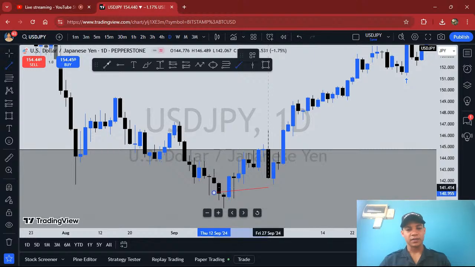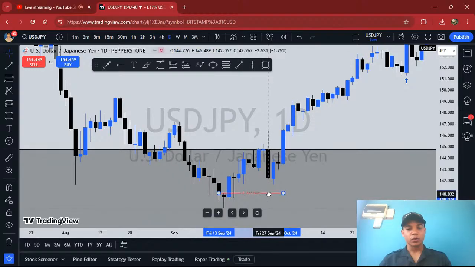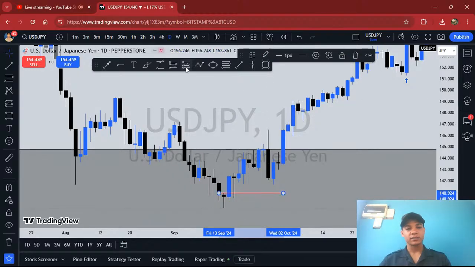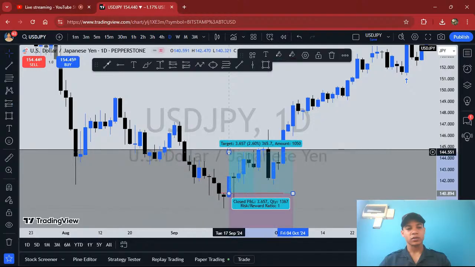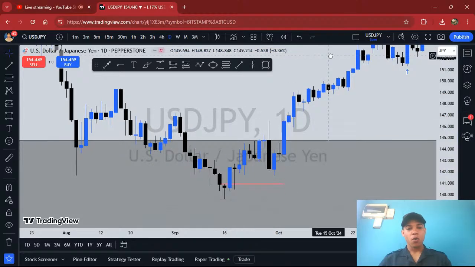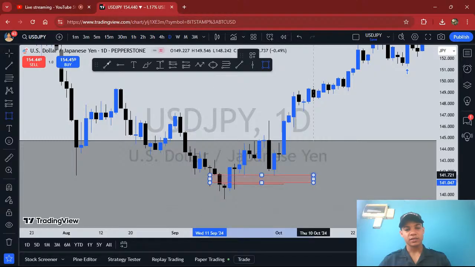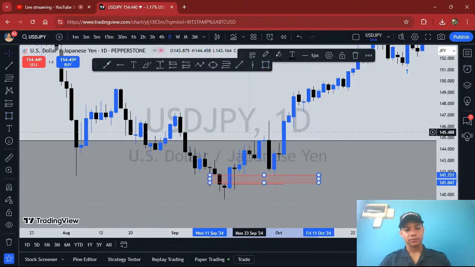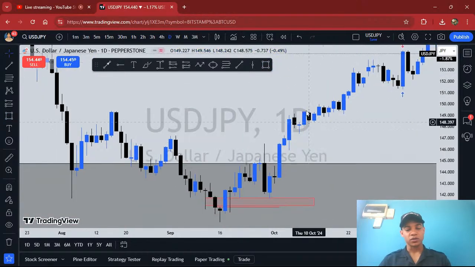So you could have entered right here and targeted this high right here, or you could have entered off this inverse imbalance right here and set your stop loss below this low or below this breaker block, up to you.